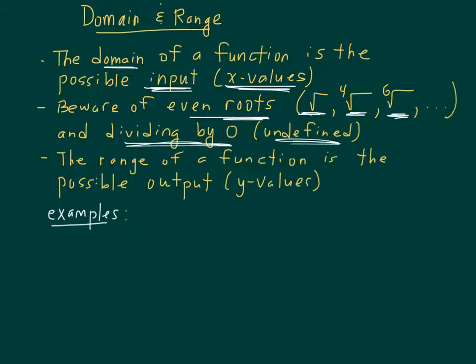So in rational functions, make sure that you are aware of values for x that will cause the denominator to be 0. Then we move on to the range of a function. This is the output. These are the possible y values. Let's look at a few examples.